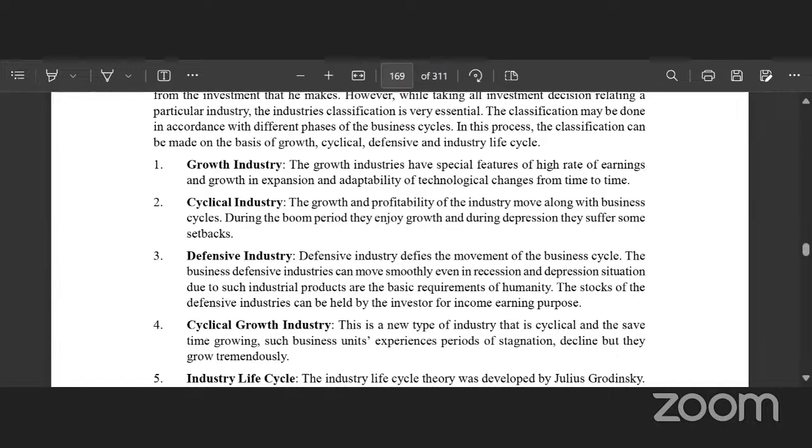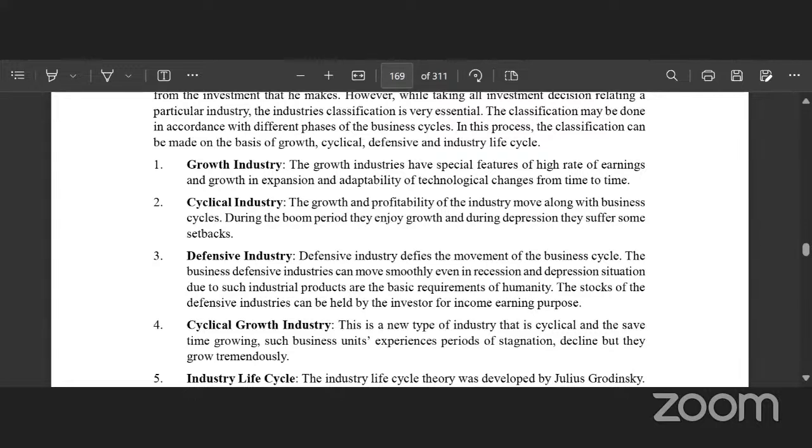Will it fall in a cyclical industry, defensive or cyclical growth? Generally you consider IT a growth industry, or banking to some extent a growth industry, which has special features: a high rate of earnings in all the companies which fall under the industry, and adaptability to technological changes from time to time. Now, if you take the cyclical industry, the growth and profitability of this industry move along with the business cycles.